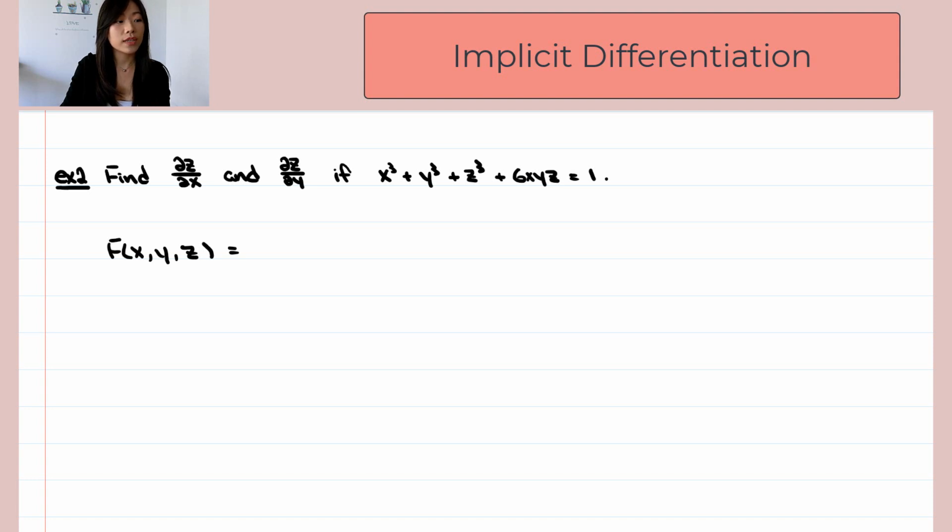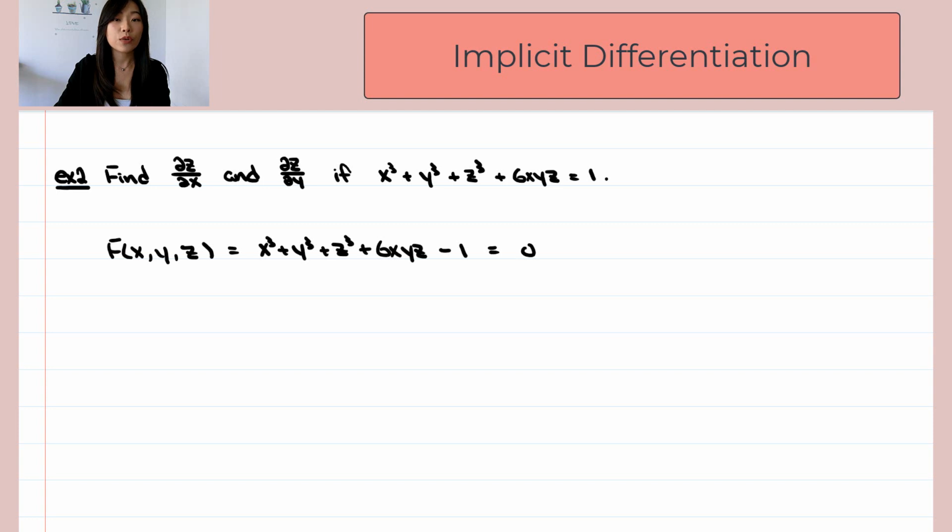But you can also note that the right-hand side of this function is a constant. So even if I don't move the 1 to the left-hand side, I can still use the equation that I just derived. But let's make everything consistent. So let's put all the non-zero terms on the left-hand side. And I get x cubed plus y cubed plus z cubed, then plus 6x times yz, then minus 1. So this function equals 0.